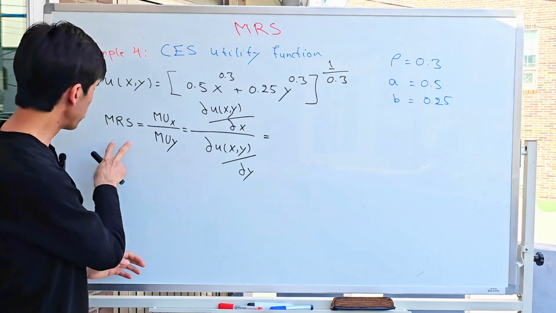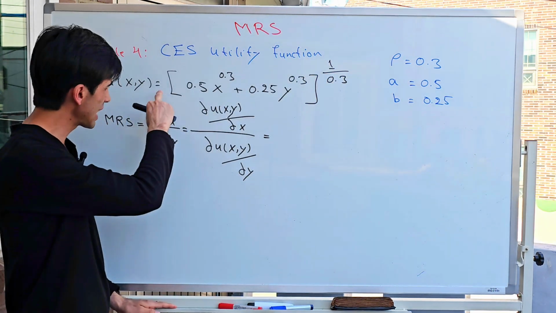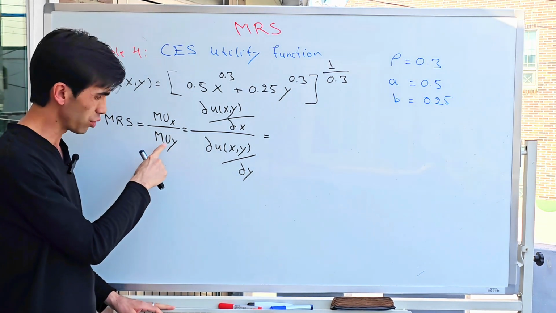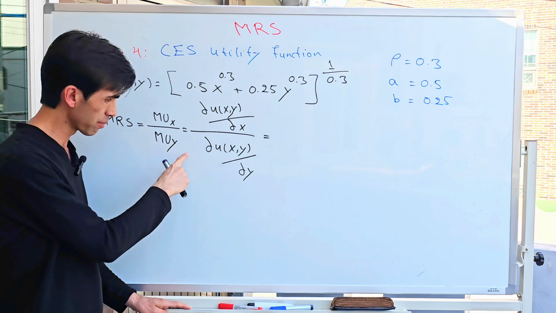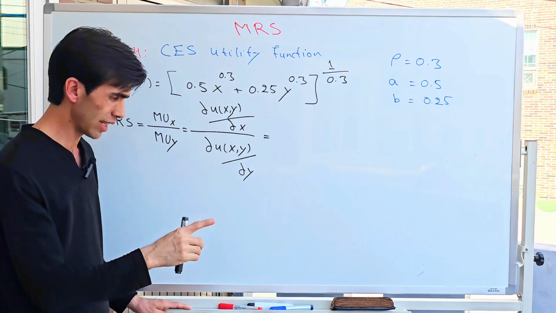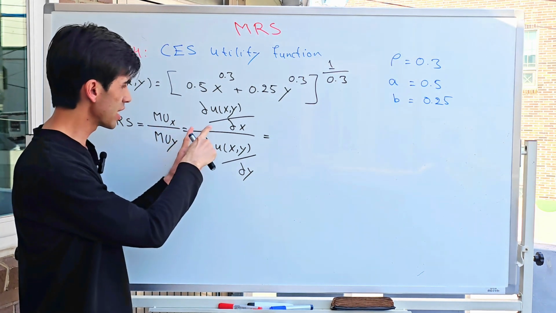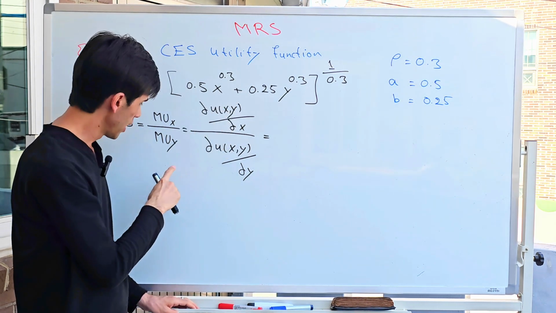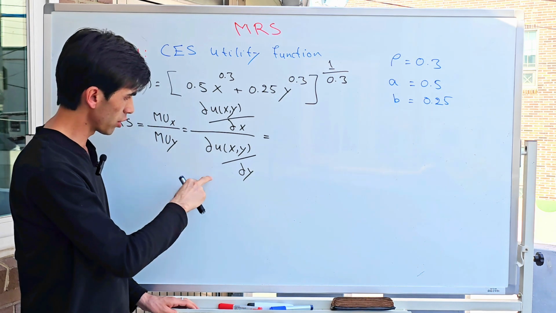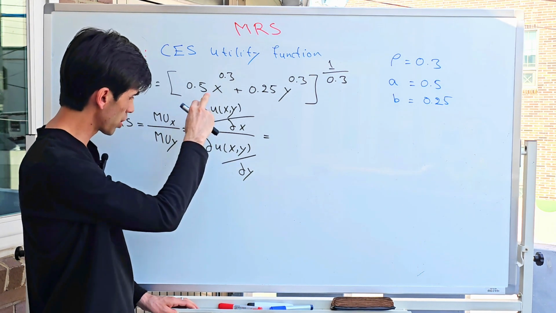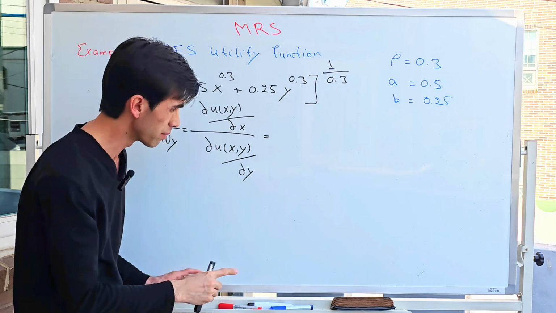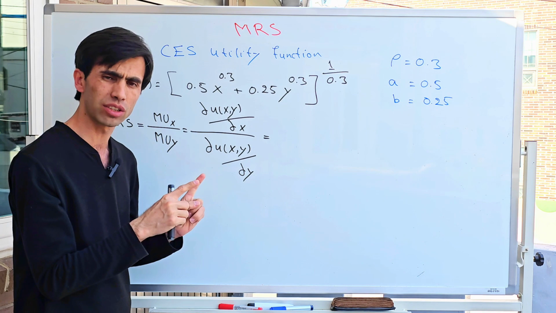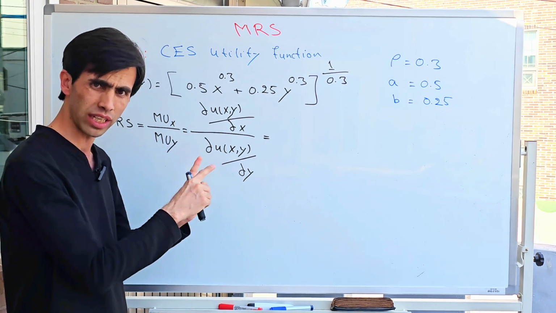So now, the marginal rate of substitution for this CES utility function is equal to the marginal utility of x divided by the marginal utility of y. We know that the marginal utility of x is equal to the partial derivative of this utility function with respect to x, and the marginal utility of y is equal to the partial derivative of this utility function with respect to y. So now let's find out the value of the marginal rate of substitution for the CES utility function.